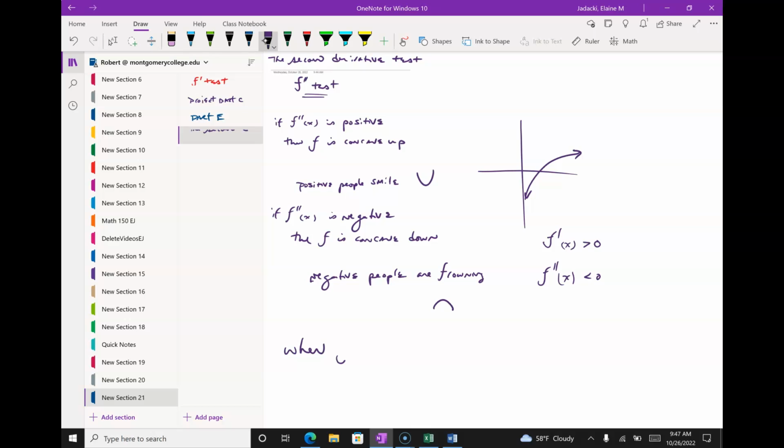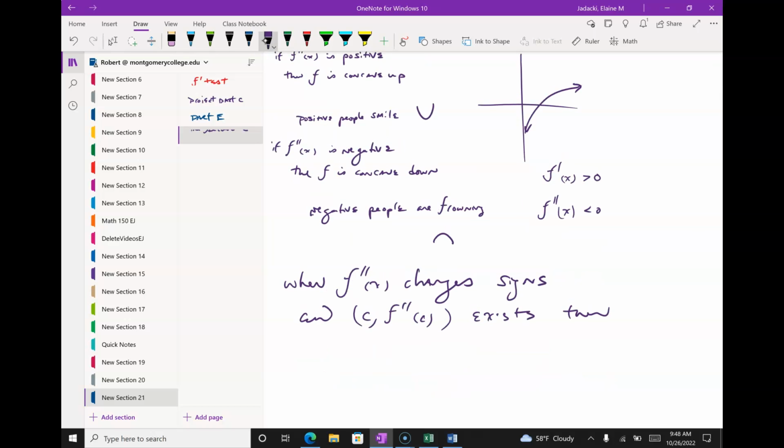When f double prime of x changes signs, and (c, f(c)) exists, then the point is an inflection point. Oops, sorry, (c, f of c), not f double prime of c.